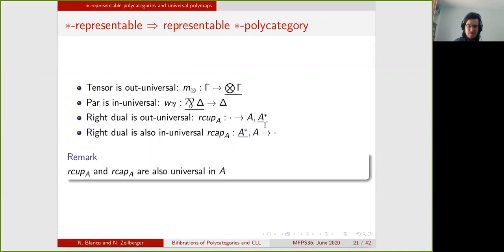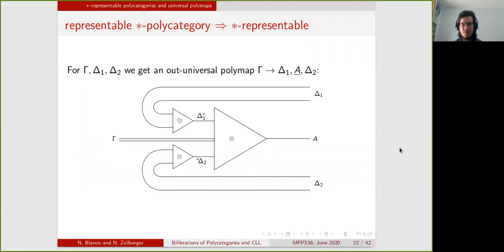But we could choose the other way around and say, okay, we will define duals by the in-universal property of the cap, and using this in-universal property, we can derive a cup that will have the snake equation. Also, we should note that cup and cap are also universal in A, and we can use this fact, for example, to prove that the double dual is equivalent to the object that we started with. And the other way, if you give me a representable star polycategory, so something that has all tensor, pairs, and duals, I can prove that it is a star representable category, so I can build any universal polymap.